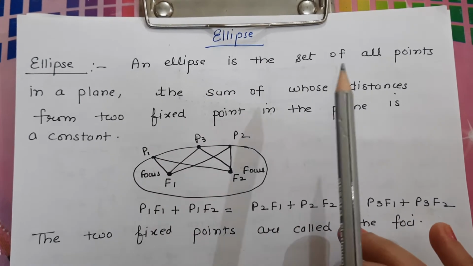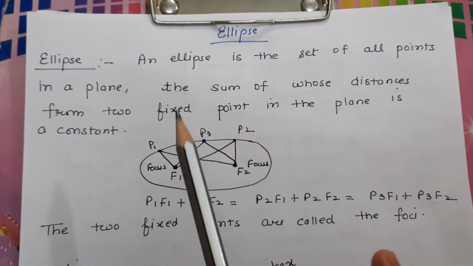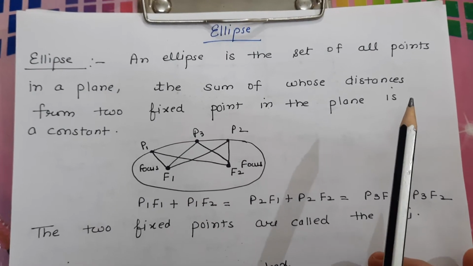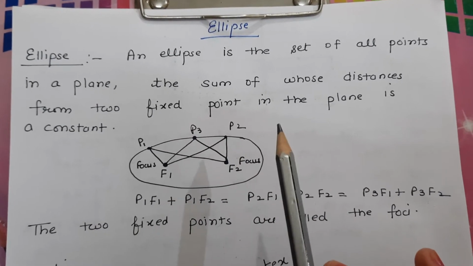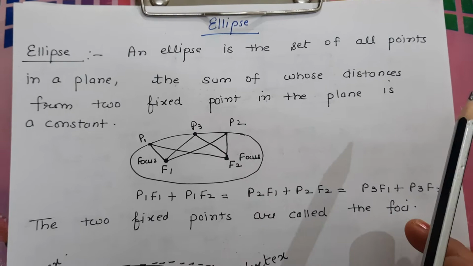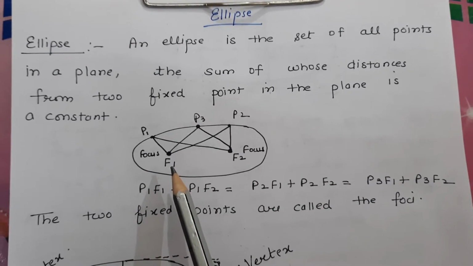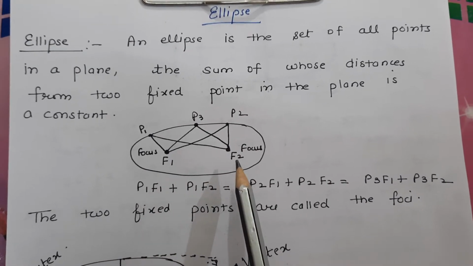An ellipse is the set of all points in a plane, the sum of whose distances from two fixed points in the plane is a constant. Here I have taken two fixed points, say F1 and F2.